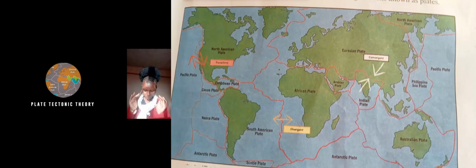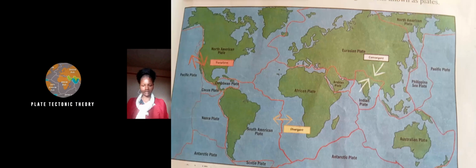We usually say these blocks or plates float on the upper mantle. If you can remember, the upper mantle is made up of some molten material, and within this layer we have convectional currents. These convectional currents push these blocks or plates, making them fracture or break into the various world continents.